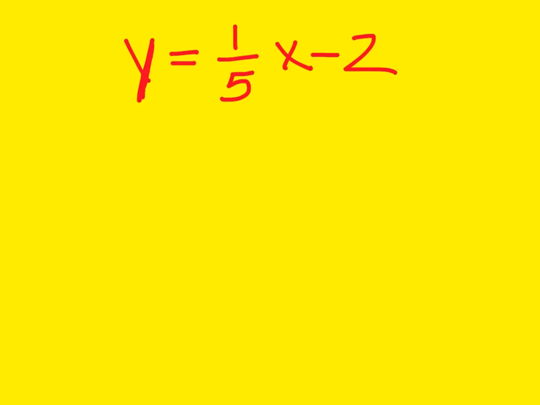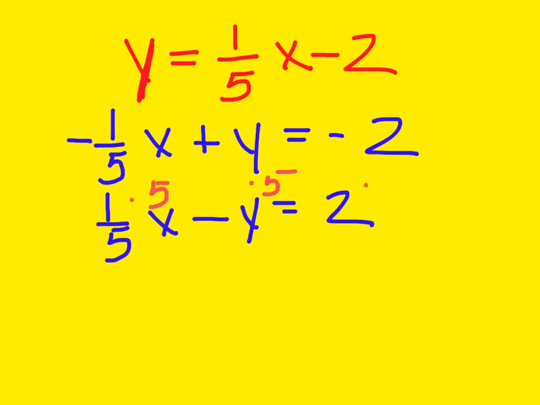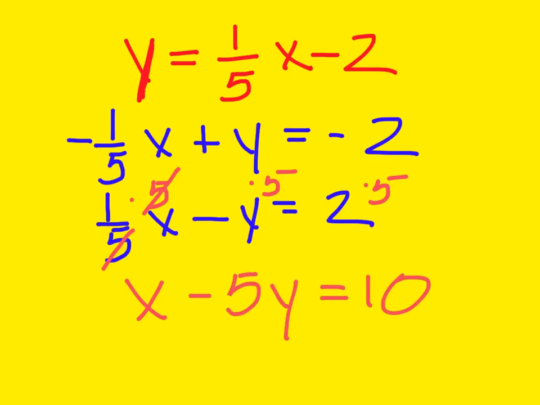On the practice problem, you should have a negative 1/5 x plus y equals a -2. Change the sign of everything, and then multiply everything by a 5. So if you do that, you'll come up with x minus 5y equals 10.